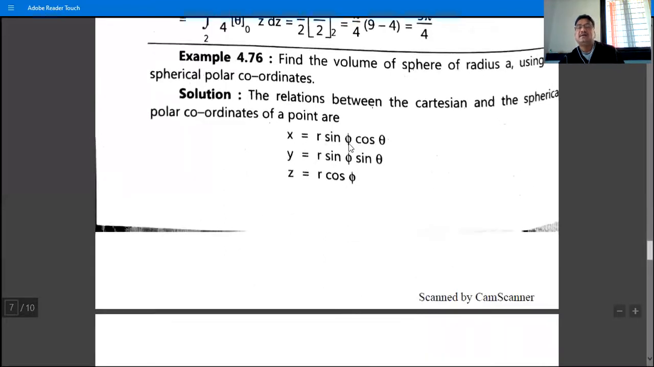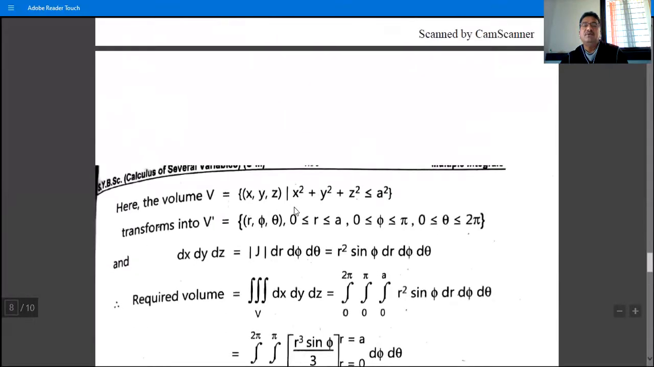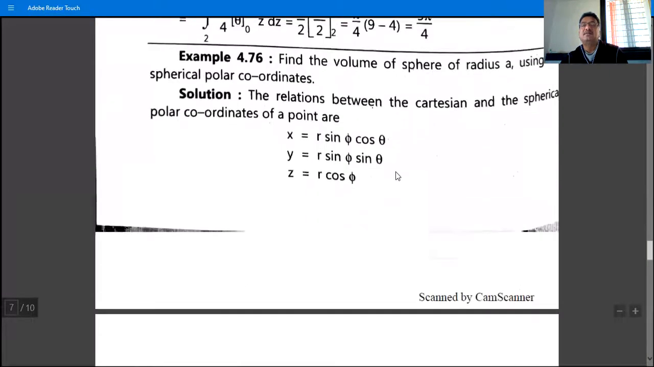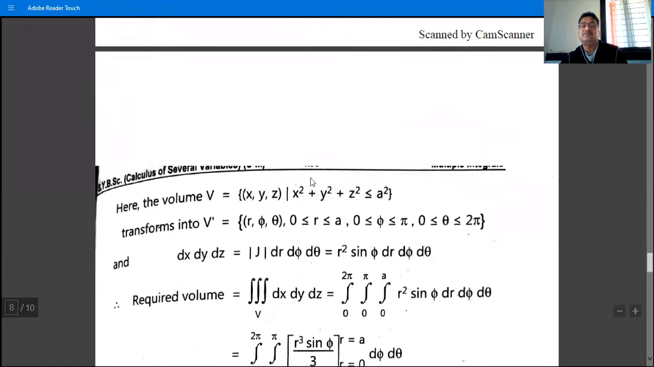x is equal to r sin phi cos theta, and so on. Now the volume of the sphere of radius a. This is the equation of a sphere of radius a: x square plus y square plus z square is less than or equal to a square. Equal to a square means the sphere, and less than or equal to a square means the whole portion lies inside the sphere.